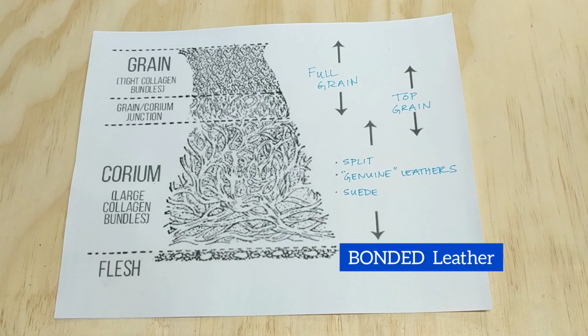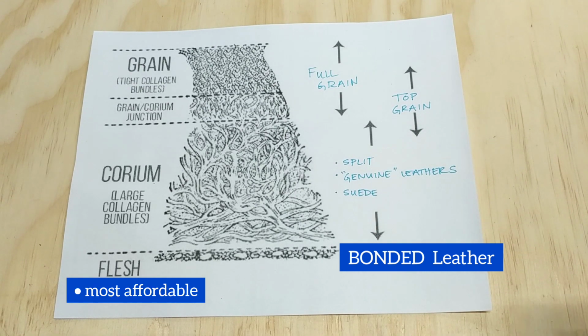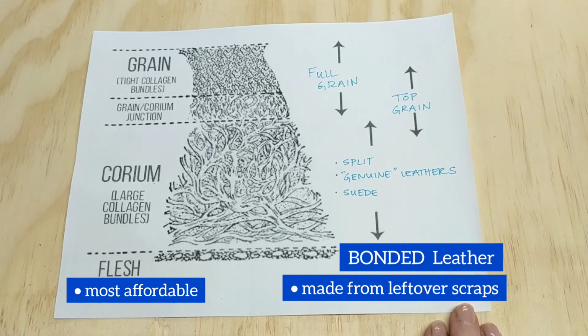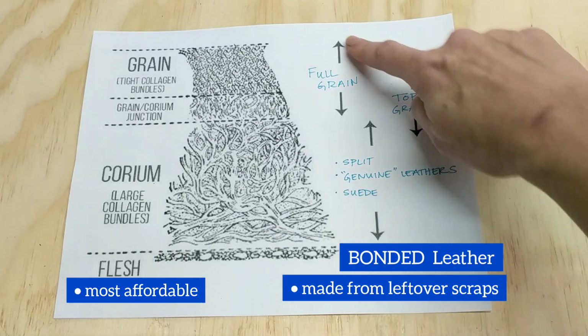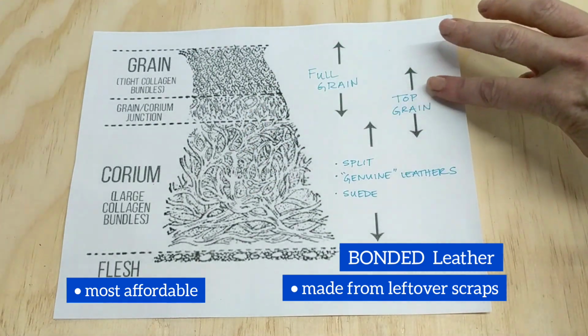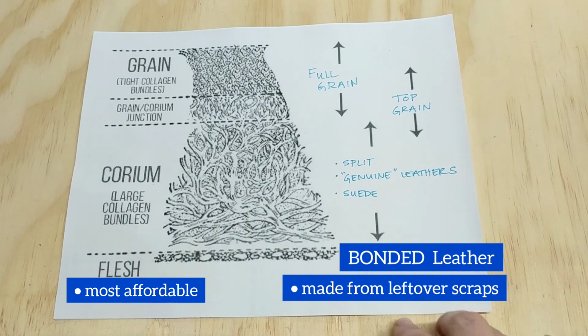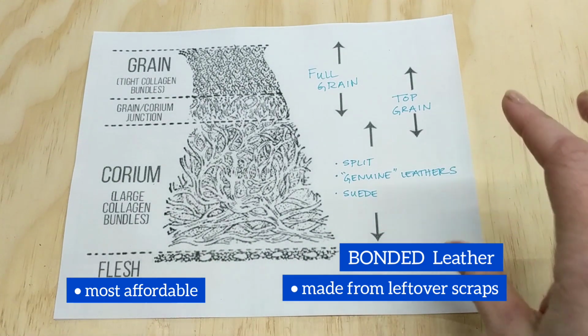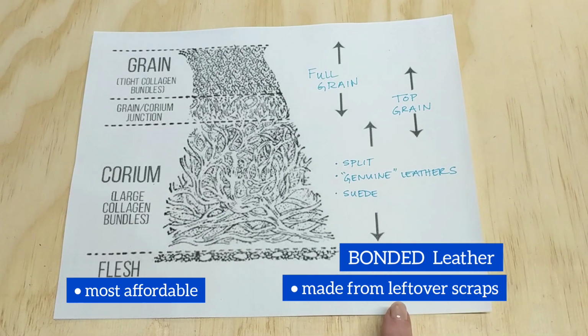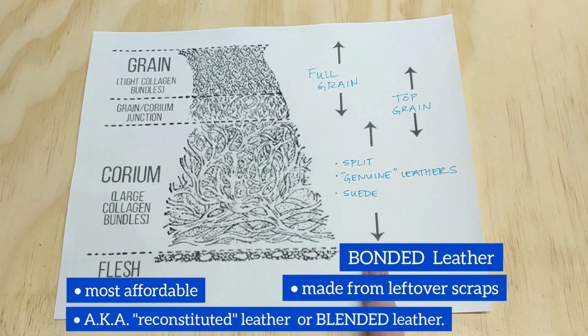And finally, we have bonded leather. Now, this is by far the most affordable, and that's because it's made from the scraps and leather dust. After all of this leather is gone, we've taken the full grain, the top grain, the splits, all that's gone. Everything that's left over on the floor, the dust, the little extra bits of leftover leather, they take all of that and glue it to a filler backing. And that's where we get bonded leather. It's often called blended or reconstituted leather. Those are a few other terms that are often used for it.